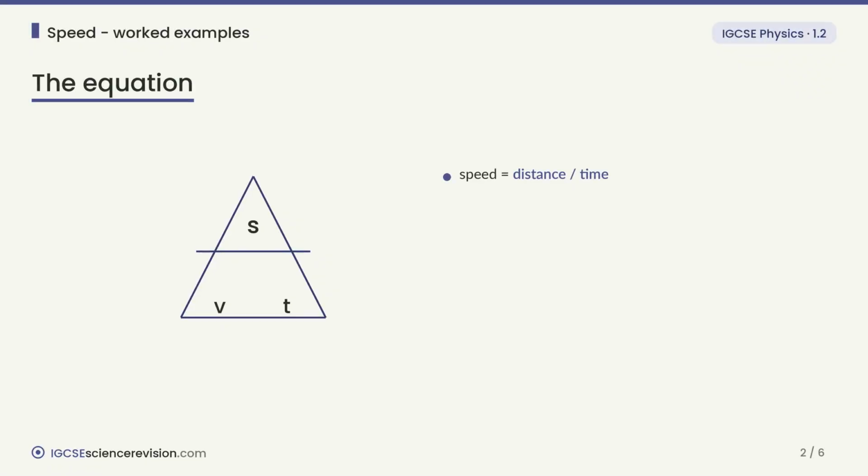Here's the equation. Speed equals distance divided by time. In symbols, v equals s over t. This triangle helps you rearrange it. Cover the one you want, and the other two show you what to do. Watch the units. Speed in meters per second, distance in meters, and time in seconds. If they're not in those units, convert first.